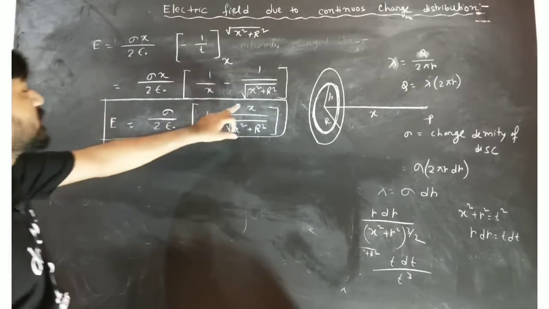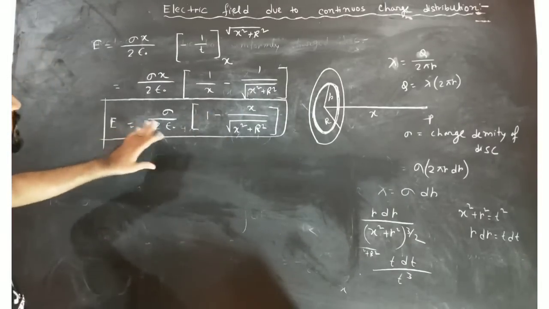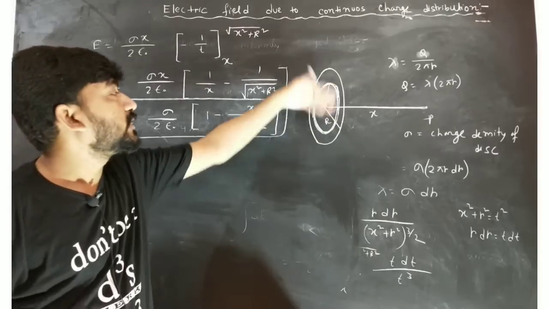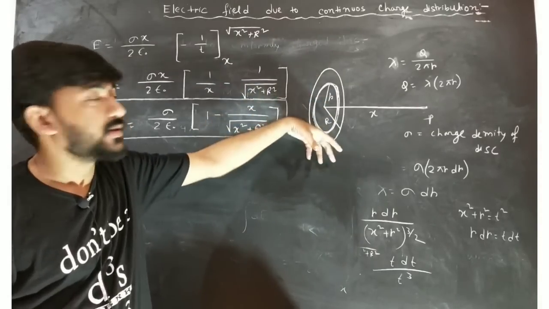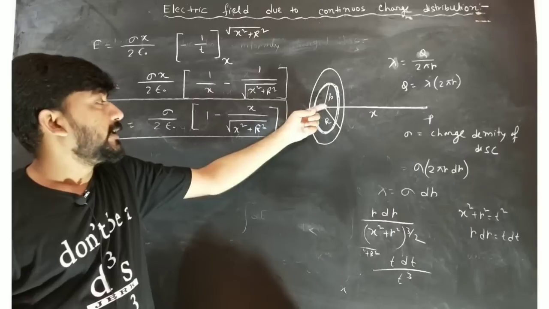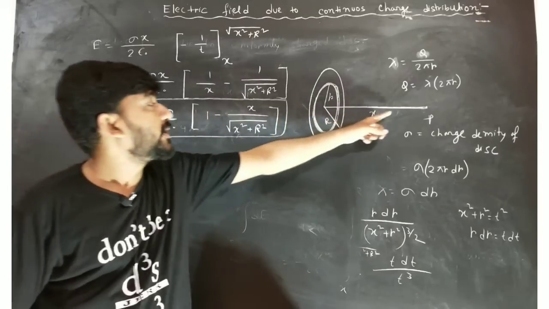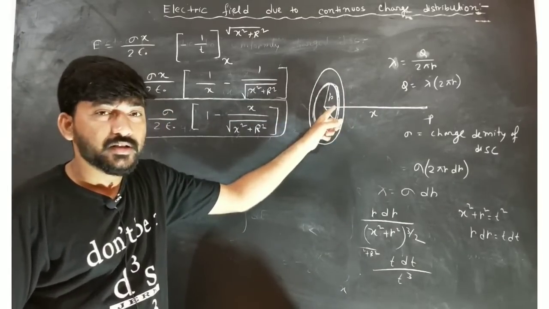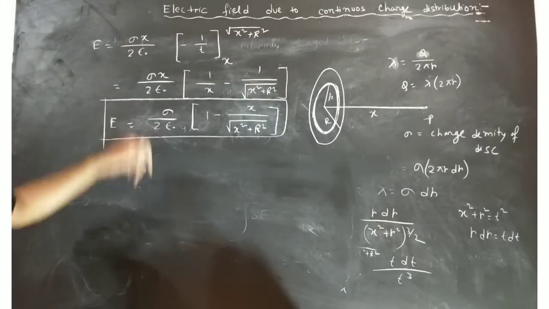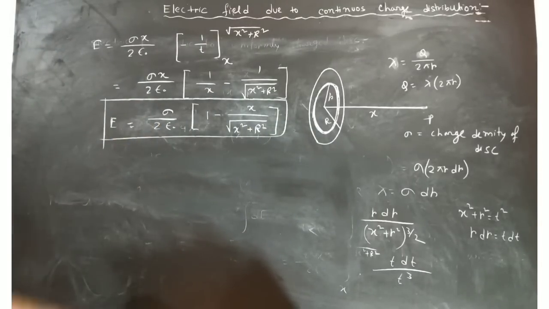If you put x equal to 0, then you will get E equal to sigma upon 2 epsilon 0, and that is constant here. So throughout the disk the electric field will be constant, and we can prove this result by using Gauss law also, that at a very near point of this disk, when x tends to 0, the electric field will be sigma upon 2 epsilon 0. We will prove it later on, by using Gauss law also.